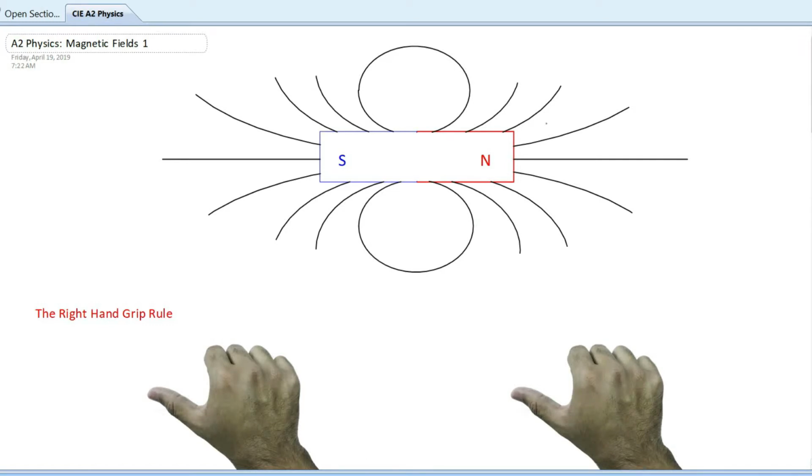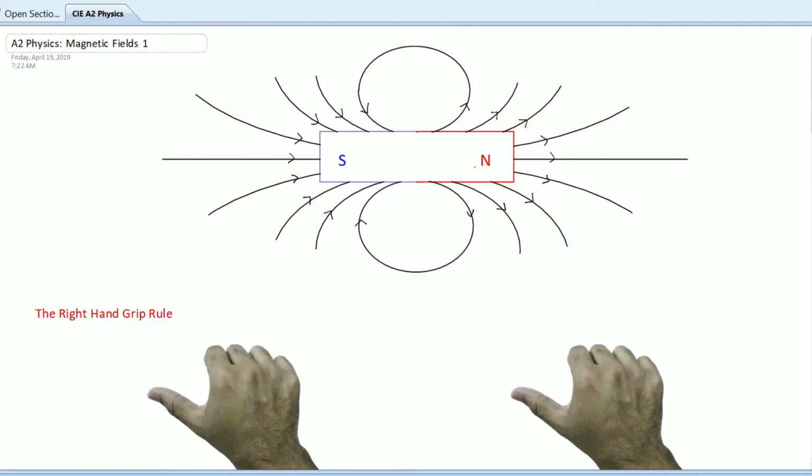And the force is defined to be moving away from the North Pole, like so, and towards the south. That's the direction of the magnetic field. It's defined as to be out of a North Pole and into a South Pole. But that's a simple type of field. That's the field around a bar magnet.